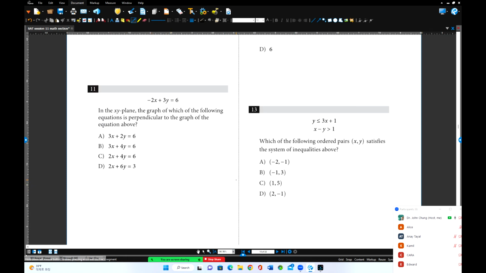Now we have the equations. Which of the following is perpendicular to this graph? This graph is 3y equals 2x plus 6. When you divide by 3, y equals 2 over 3 x plus 2. Perpendicular is the negative reciprocal, right? The other slope must be negative 3 over 2. Which one is negative 3 over 2? Quickly find out. This one is 2y equals negative 3x plus 6. That is negative 3 over 2. That's right. What about this one? The slope is negative 3 over 4? No. Negative 2 over 4? No, that is negative 1 over 3. Choice A is the answer.